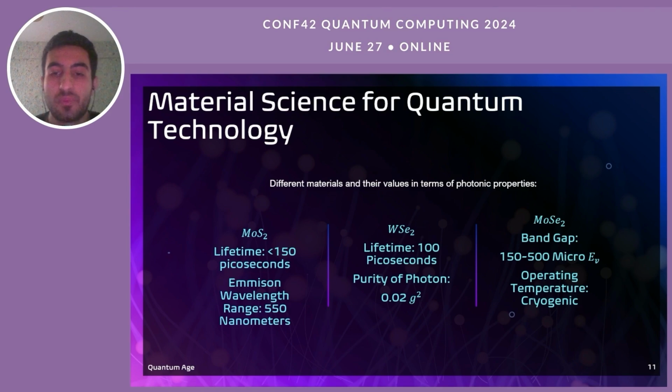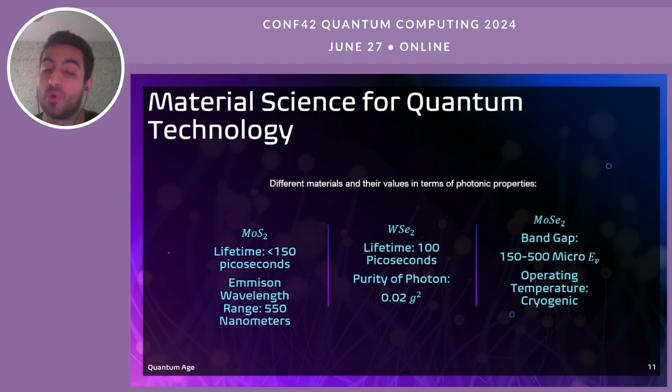For example, molybdenum sulfide, tungsten selenide, and molybdenum selenide. These are different materials that show different photonic characteristics. As you see, the lifetime is very short. This is very important for processing in quantum computing technology. You need to protect the lifetime of your photons to process. This is very important to design algorithms on the quantum computing system, because if you have a good lifetime, you can have a good processing time.